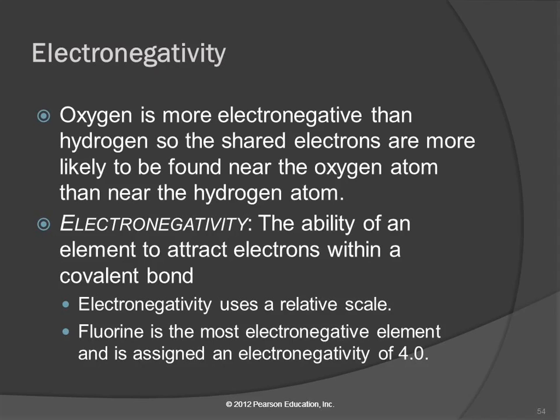Electronegativity is a word we use to describe the ability, I'm trying to underline, but it's not letting me. Come on. Electronegativity: the ability of an element to attract electrons within a covalent bond. And electronegativity is a relative scale. The most electronegative element is just assigned a number of 4, and then everything else is compared to that. So fluorine is the most electronegative element, and it's just assigned 4.0, and then everything else is less than that.